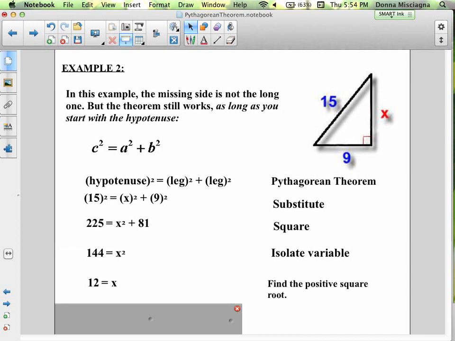And we're only going to find the positive square root. Technically, there are two answers. However, the side of a triangle cannot be negative. So we're only going to take the positive answer. So the square root of 144 is 12. And you can add that one to your notes.